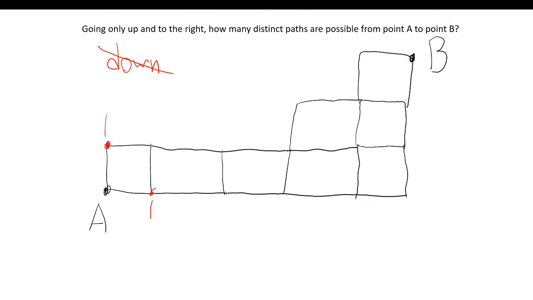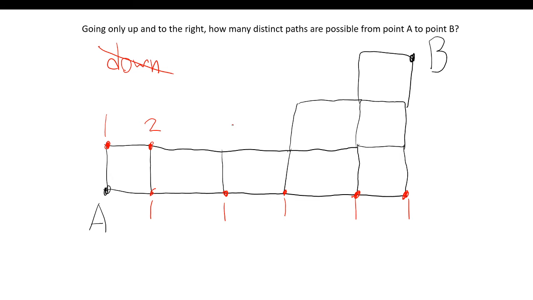And now let's make things a little bit better. Let's go to this point. From this point, we already know this is just a square, so we can either go here or here. So there's two ways. And now let's aim for this point. Well, there's only one way back. And anything in this row of squares, or rectangles or whatever, down here, there's only one way back to A. And that goes for each of these points over here.